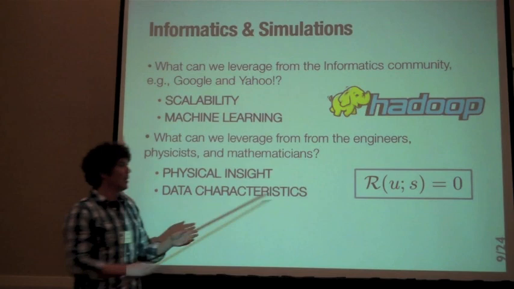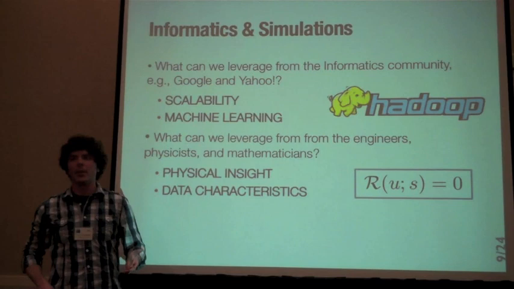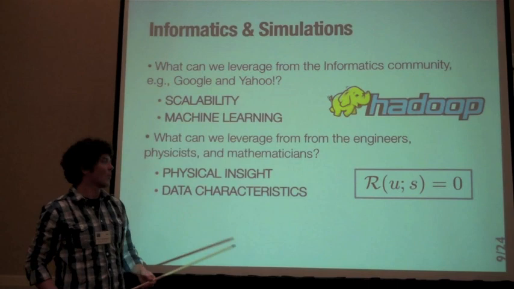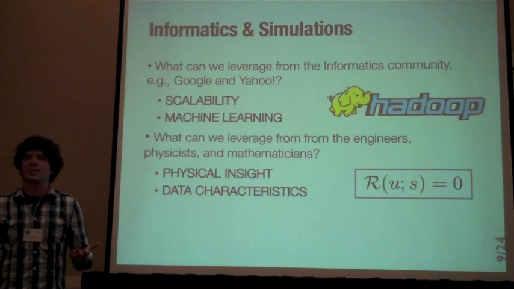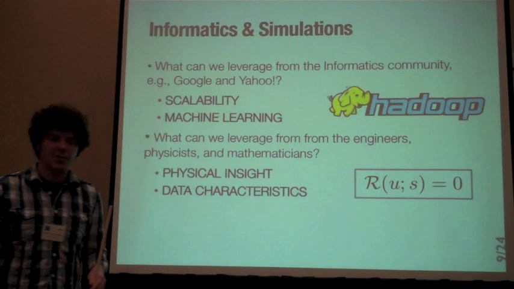If a whole bunch of these runs comprise our database, we know exactly where they came from mathematically and computationally. We just didn't have the time or the resources to run as many as we wanted. But the ones that we do have, we know a lot about where they came from. So we have physical insight, and the mathematicians can give us characteristics of those data, things like smoothness or monotonicity, things that are really important when you're building those surrogates and approximations.